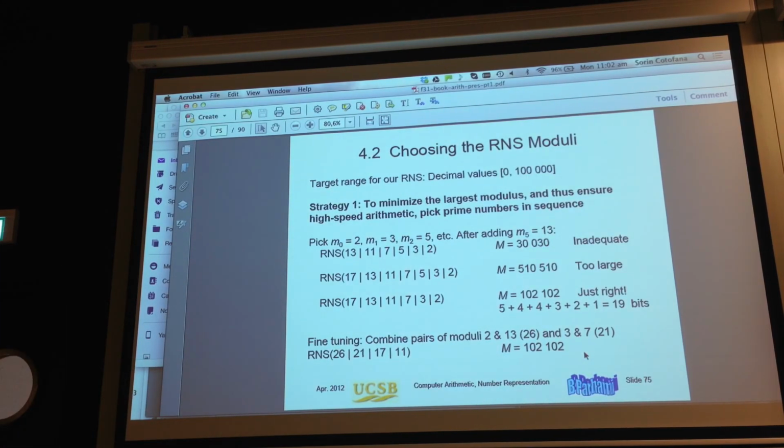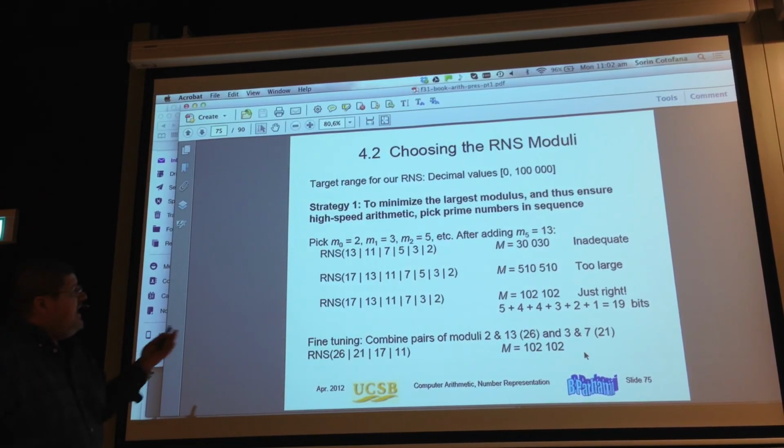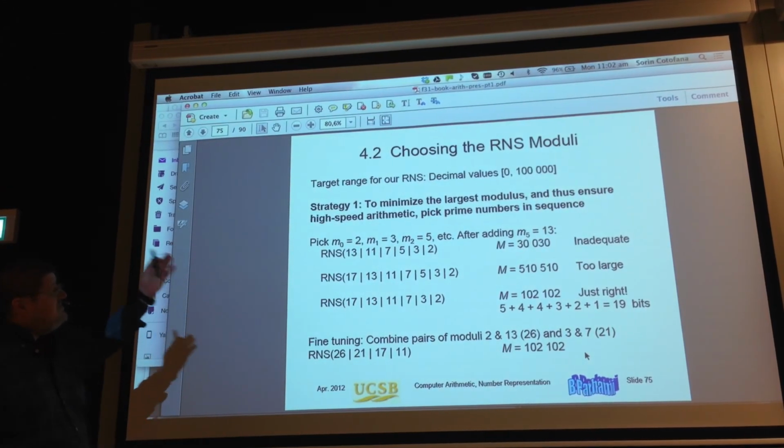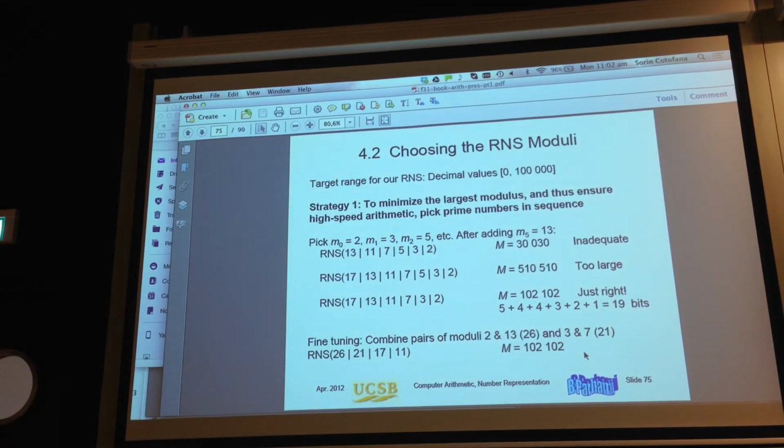Now the first question is how to choose the moduli. And here there is a kind of trial and error. I have a target dynamic range. Here it's from 0 to 100,000. And I make some choices. I start, let's say, with prime numbers, and I take them in a series.